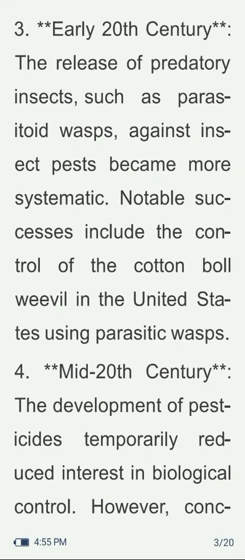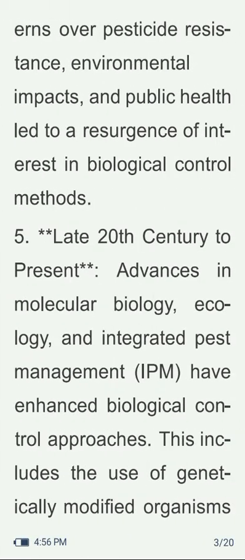Early 20th century: the release of predatory insects such as parasitoid wasps against insect pests became more systematic. Notable successes include the control of cotton boll weevil in the United States using parasitic wasps. Mid 20th century: the development of pesticides temporarily reduced interest in biological control. However, concerns over pesticide resistance, environmental impacts, and public health led to a resurgence of interest in biological control methods.